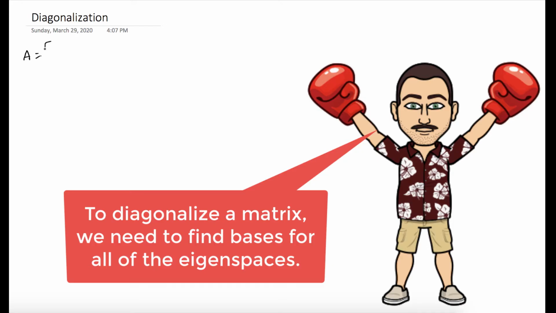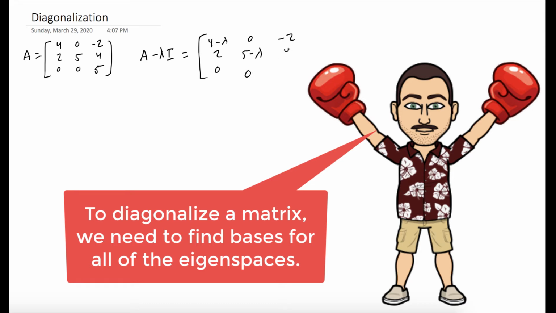To start this question, we have to find the eigenvalues of A, and then we're going to find the dimension of their eigenspaces and bases for their eigenspaces. If their dimensions add up to be 3, then we know that we can diagonalize A, or A is diagonalizable.